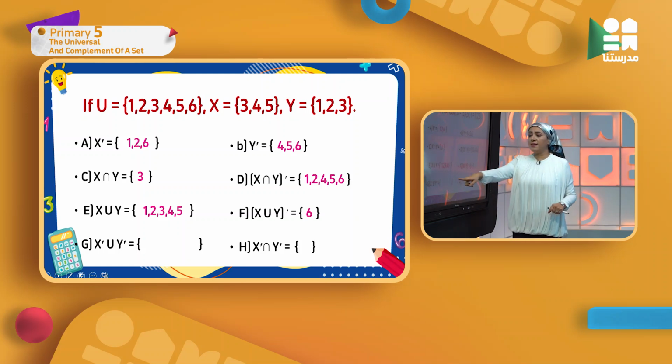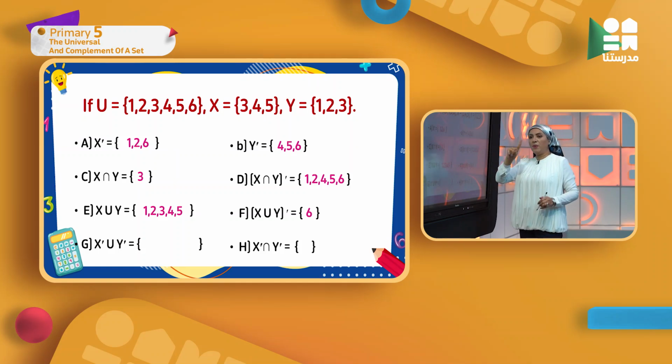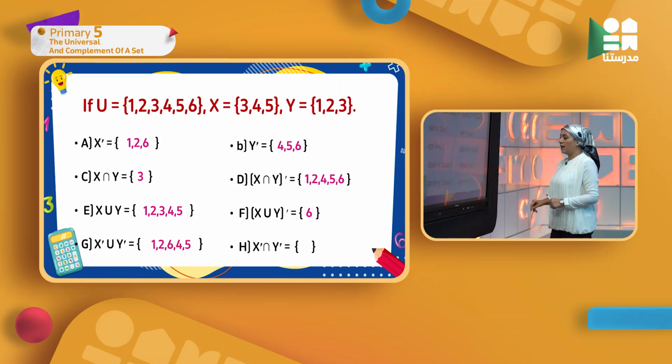Now x complement union y complement، فعندي x complement فوق 1 2 and 6، وعندي y complement فوق حلتها 4 5 and 6. يبقى x complement union y complement is 1 2 6 4 and 5, and I will ignore the other 6 because we took it already in the beginning, so I will write it only one time.